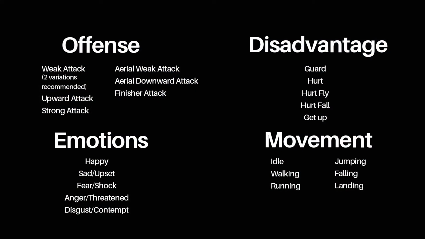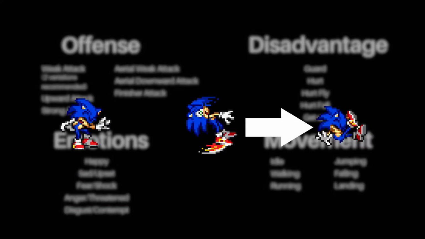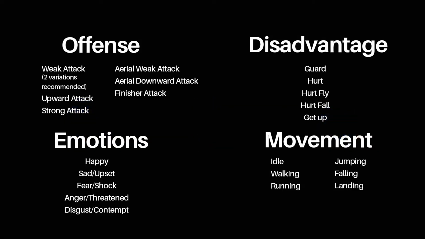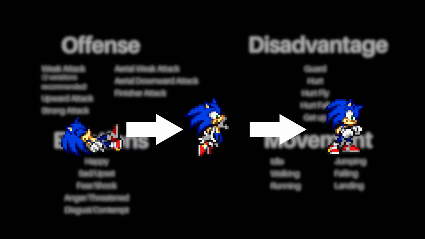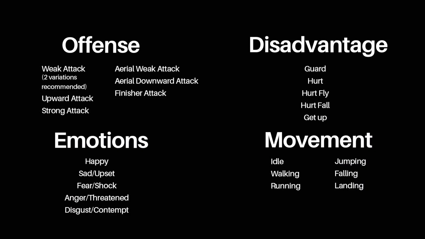The disadvantaged sprites give enough to show the proper reaction to each impact. Hurt sprites indicate standard attacks, while Hurt Fly and Hurt Fall sprites are used for stronger attacks. Guard allows a character to defend themselves, and Get Up is the transition from a Hurt Fall to Idle sprite. Movement allows for positioning, as well as indicating the intensity of motion.